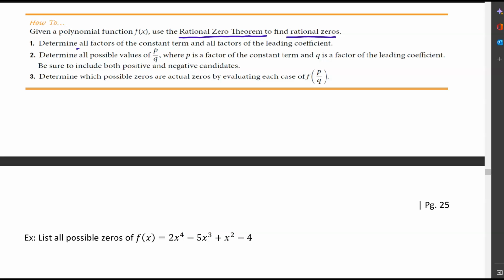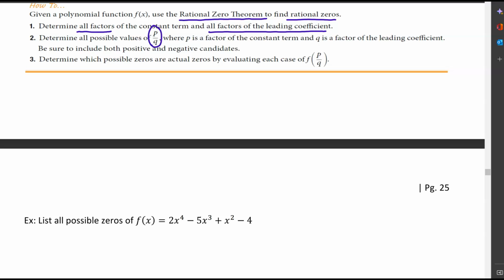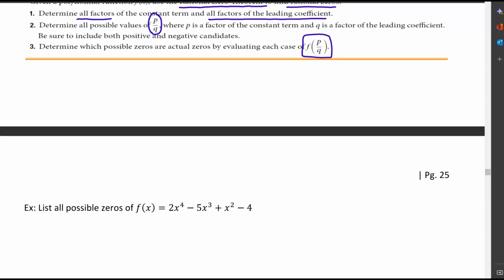So we're going to determine all factors of the constant term and all factors of the leading coefficient. So we're going to determine all possible p over q's, where p are factors of the constant term and q is the factor of the leading coefficient. And we're going to be sure to include both positive and negative candidates, and then determine which possible zeros are actual zeros by evaluating f of p over q. Okay, so we're just taking a look at listing all the possible zeros.